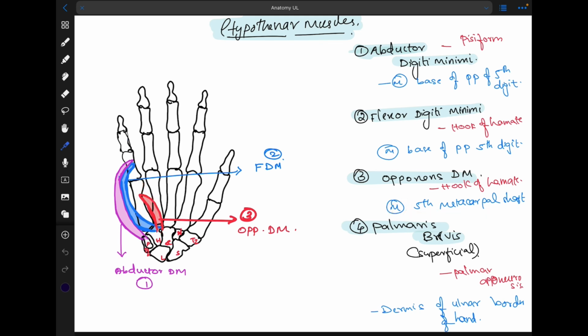Then we have the palmaris brevis muscle. It is a superficial muscle. It arises from the palmar aponeurosis and is attached to the dermis of the ulnar border of the hand. So I guess the hypothenar muscles are also clear for you.